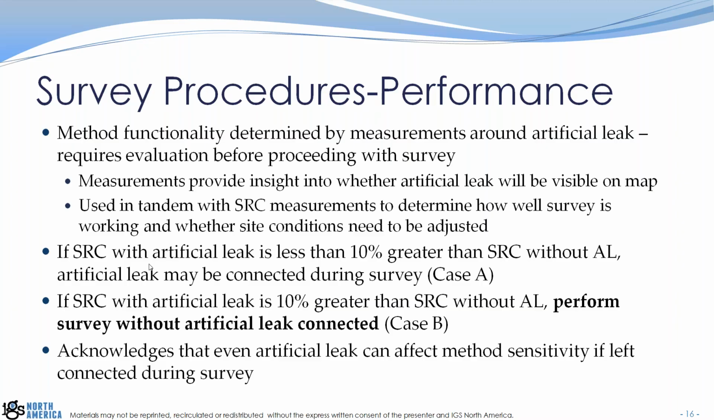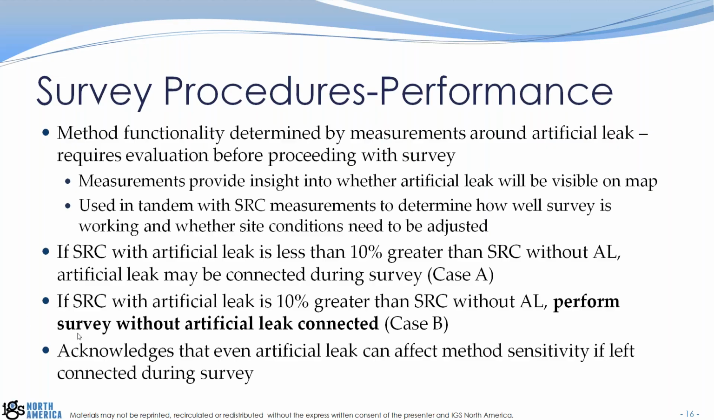So another thing that's very different about this new standard is that it quantifies whether or not the artificial leak is going to have an effect on sensitivity. And I know from experience that if the artificial leak draws a lot of current, like a significant amount of current, it will have an effect on survey area sensitivity. So I put that boundary as 10%. If the site response current with the artificial leak is less than 10% greater than without it, then it may be connected. So if it only influences it by 10%, that's fine, or less than 10%, it's okay.